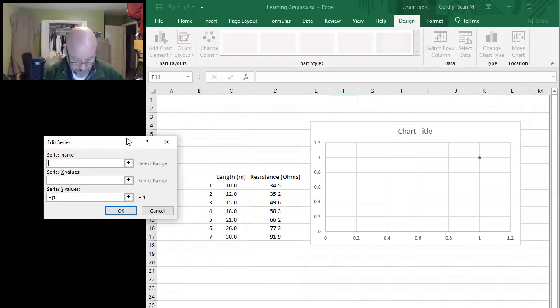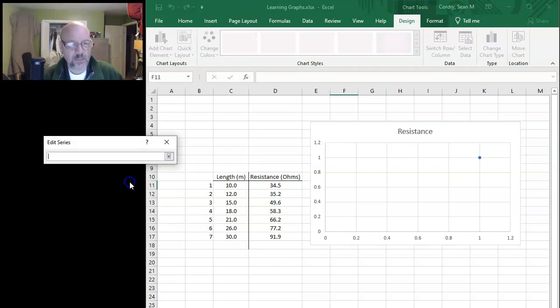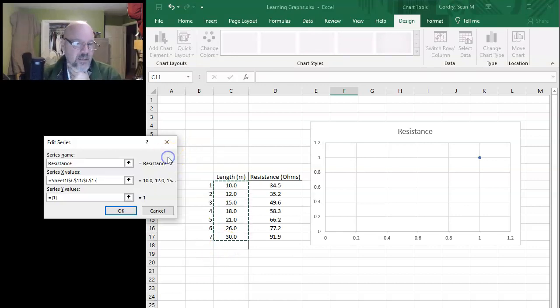Okay, and we're going to call this resistance. Then we get our X values, so we hit the little up arrow over here. In this particular experiment, my length was the thing I was controlling. In an actual experiment, you would know that. Here, there's no way you would know that. It could be either column, not necessarily one or the other.